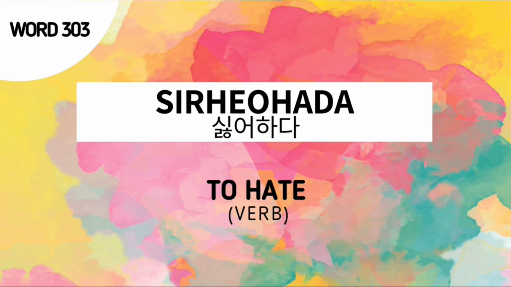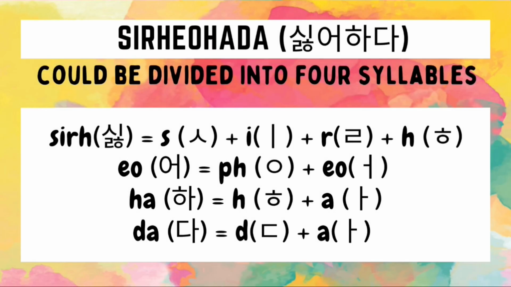And since this is a verb, it can be conjugated. How do you write 싫어하다 in Hangul? It is composed of four syllables. For the first syllable, shir, we need to draw first a siyot character followed by an e character followed by a real character followed by a hi character.